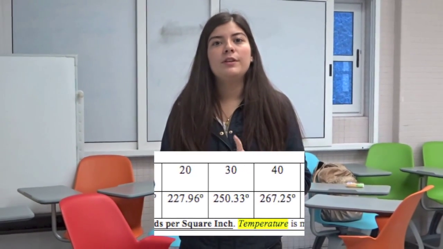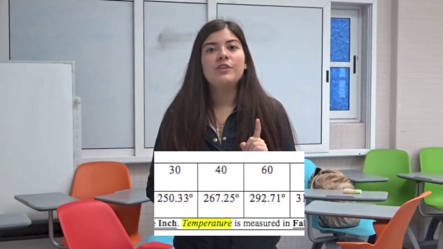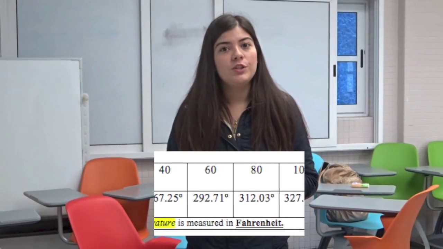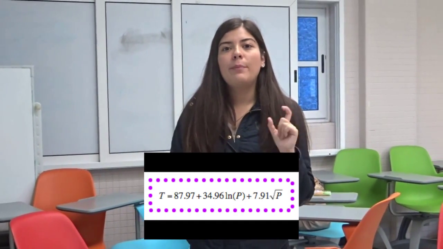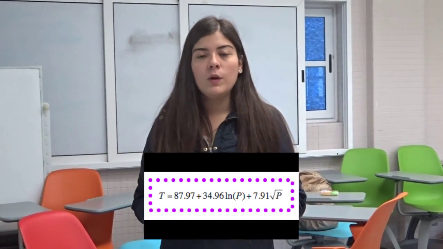This problem talks about how temperature changes based on the water boiling at certain pressure. The temperature is measured in Fahrenheit, while the pressure is measured in pounds per square inch. When the water boils, we can see that the pressure increases, so the temperature will increase as well. We were also provided with an equation that approximates the data shown in the table.